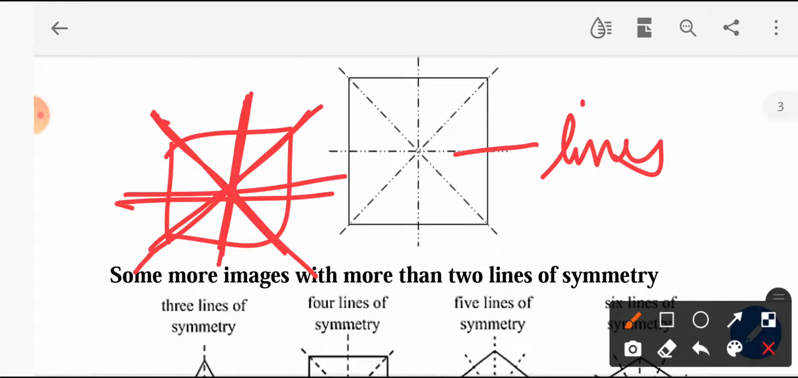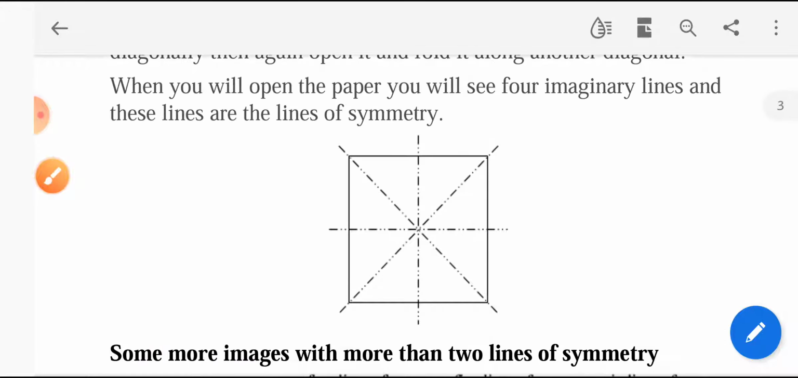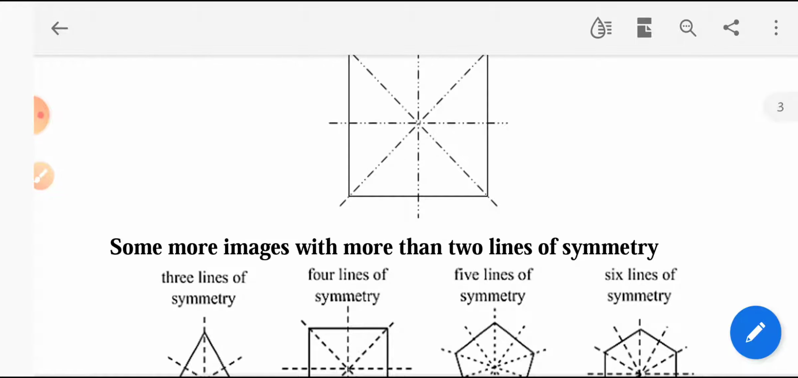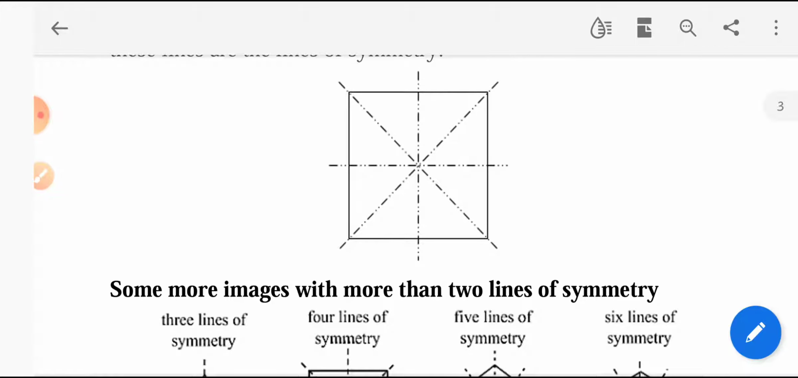And in a square, how many lines of symmetry are possible? You can fold in four ways, so that your square image will be equal only, or the parts will be equal. So symmetry means if we fold, or you can say if we divide into two, symmetry means dividing into two equal halves or more than halves.